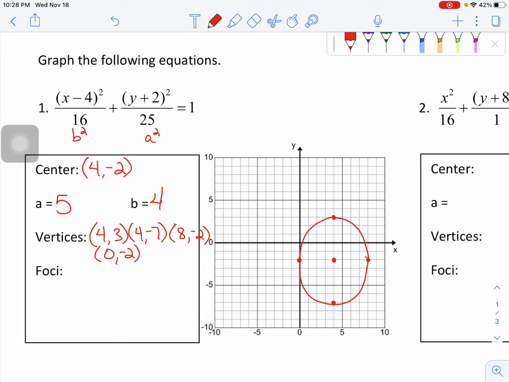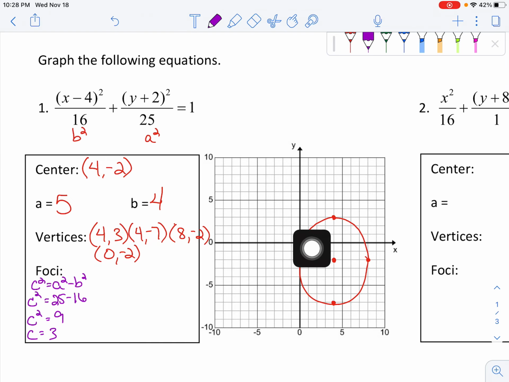All right, the last thing we want to do is identify our 2 foci. And basically we're going to find our focal distance here. So remembering that c squared is equal to a squared minus b squared. And we have our a squared and b squared values right here. So take your 2 denominators and subtract them. So 25 minus 16, that gives me a c squared value of 9, which means c is equal to 3.